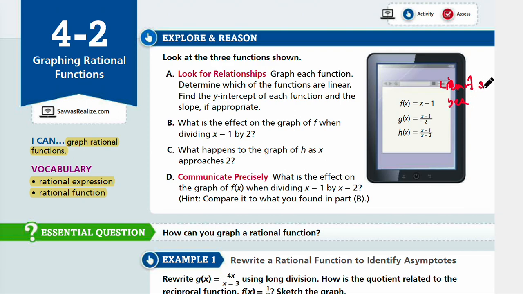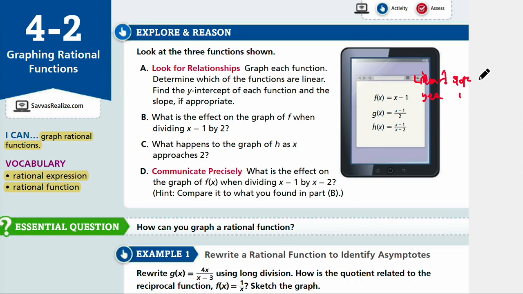And what is the slope? The slope is 1 here, and then the y-intercept is -1. g of x looks like a rational function, but actually it's not, because if you rewrite g of x, it's really x over 2 minus 1 over 2. So your slope is 1 over 2, right? So yes, this is a linear function. Slope is 1 over 2, and y-intercept is -1 over 2. So you can draw the linear graph easily.